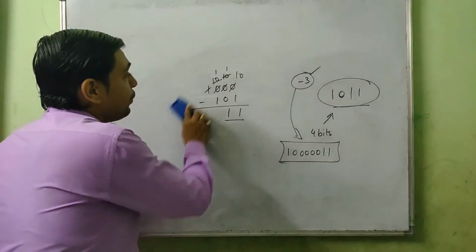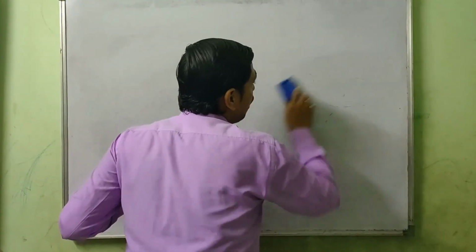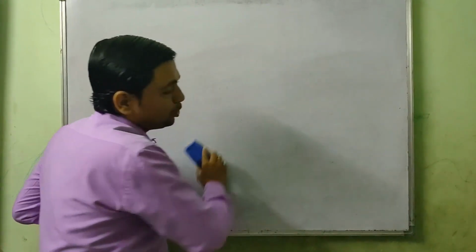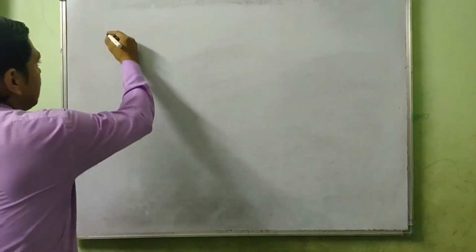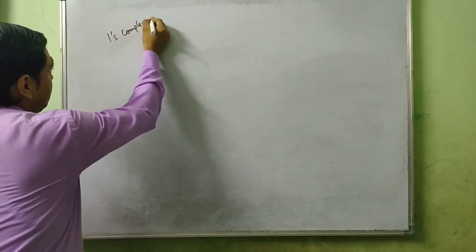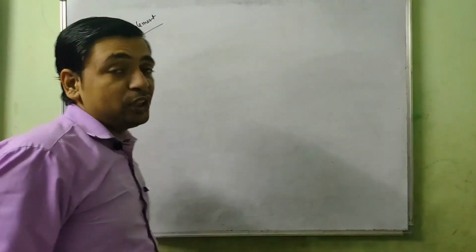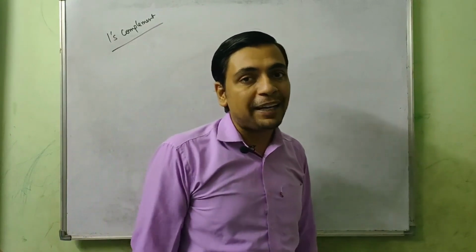Now let's see what are the other two ways to perform this subtraction. They are 1's complement and 2's complement. Now let's talk about 1's complement first. So what is 1's complement of a binary number? It's very simple. Convert all the 1s into 0 and all the 0s into 1. That will become the 1's complement of a binary number.